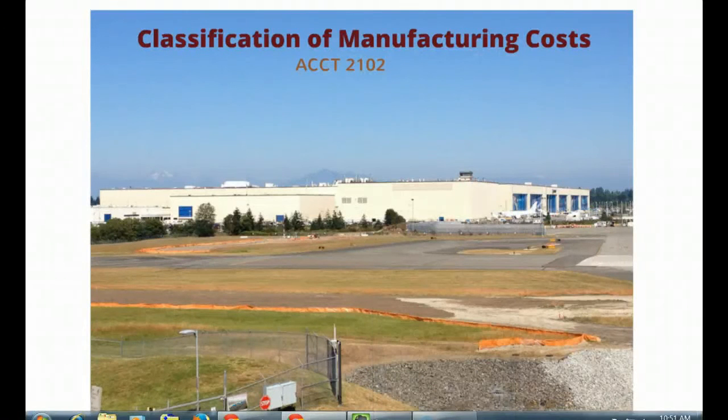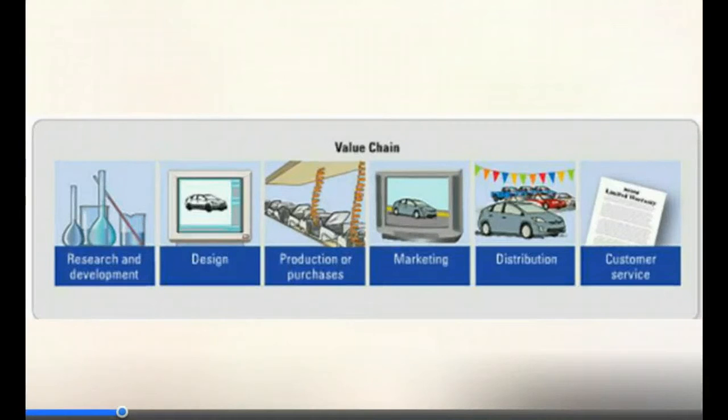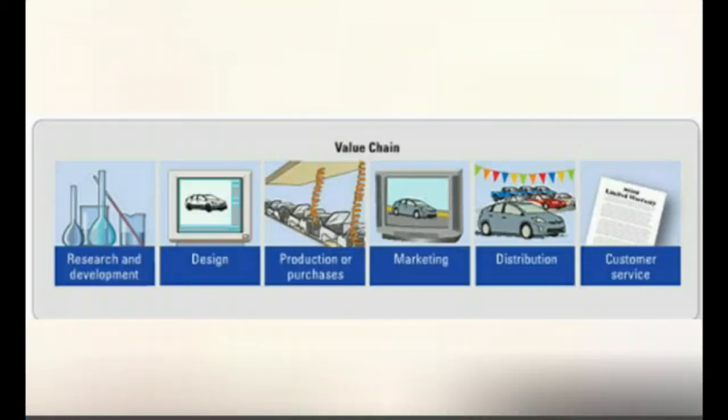Let's get started with the building blocks of management accounting, which is the topic of Chapter 2. One of the most important set of building blocks consists of the terms we use to talk about different kinds of costs. And we start talking about costs by looking at the value chain. The value chain classifies costs that a firm faces in one of 6 different activities. We have research and development, design, purchase and production, marketing, distribution, and customer service.